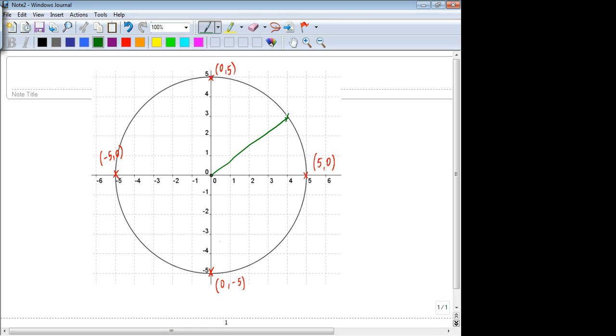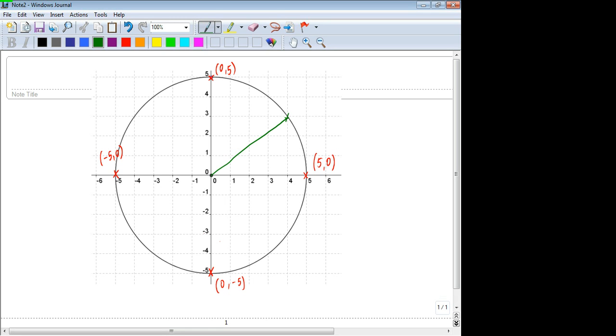Okay, can you tell me what is the length of this green line? Wait. Listen to the question carefully. What is the length of the green line? 5. You know why 5? Because it is the radius of the circle. The radius of this circle is a constant. So the length of the green line is 5.